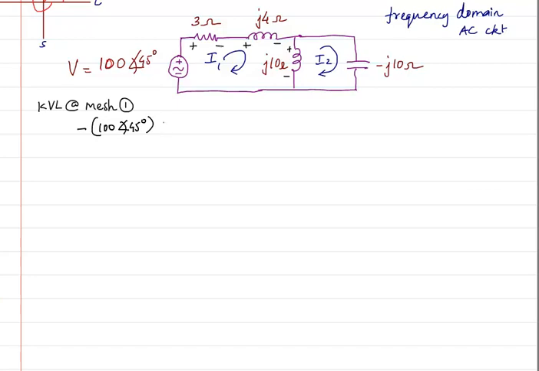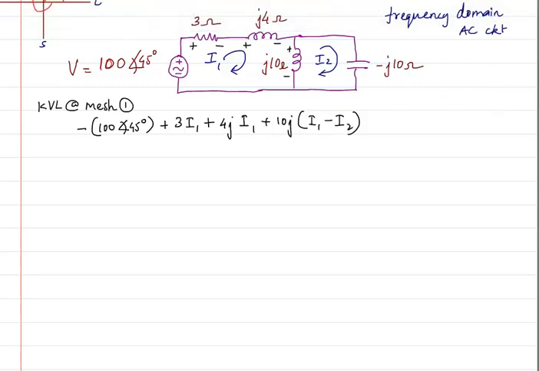Okay, then we are having plus 3 i1 plus j4, or 4j, whatever you want to write. I will write 4j i1 plus 10j (i1 minus i2). Now why did I write 10j? Because in the calculator, if you write 10i it is okay, but if you write i10 it's going to give you a wrong answer. So always in the calculator you have to write first the number and then i.